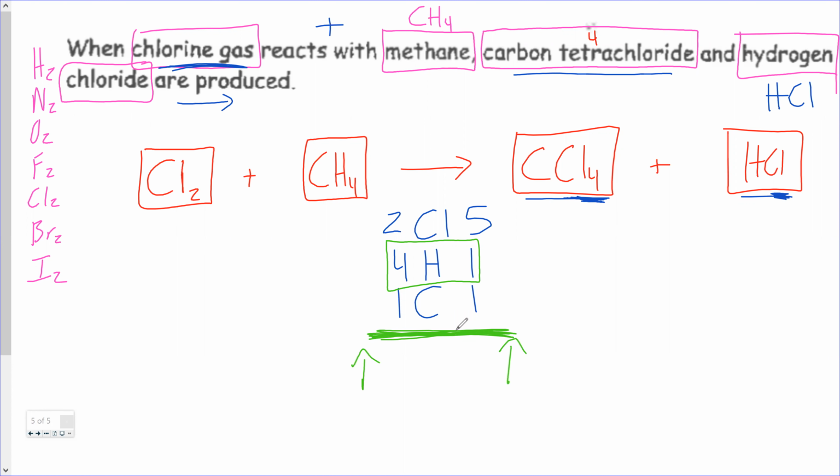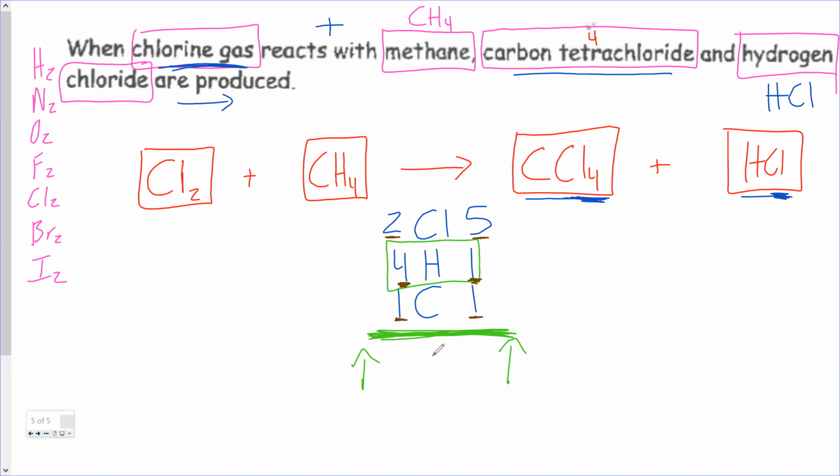So for example, carbon is already balanced. Carbon has 1 carbon on this side and 1 carbon on this side. But the rest of them are not. We got 2 chlorines on this side, 5 on this side, 4 hydrogens on this side, and 1 hydrogen on this side. So we got to get those numbers to match. All right, so the carbons are already balanced. Those are fine. The chlorines and the hydrogens are not, okay? The easiest thing to balance first is the hydrogens, because one of the numbers is a 1 and the other one is whatever else, okay?